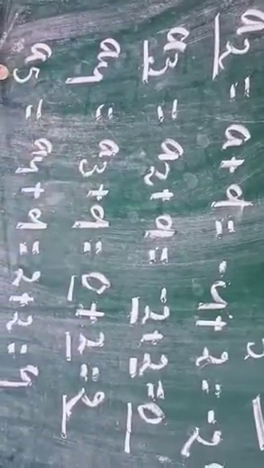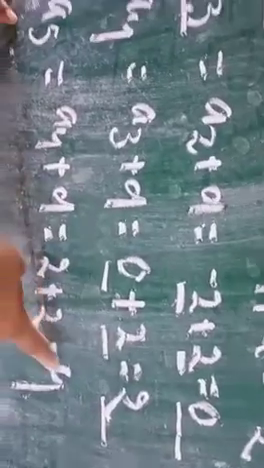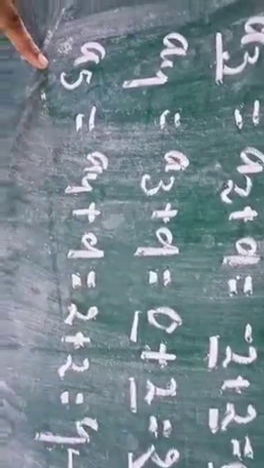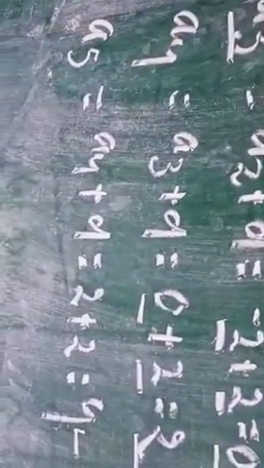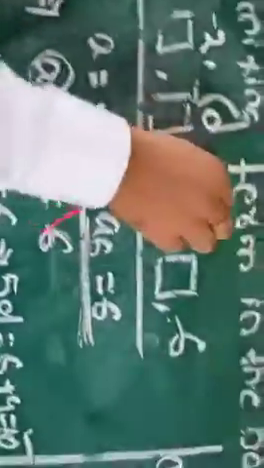Then A5. A5 is equal to A4 plus D. A4 is equal to 2. So 2 plus D is equal to 2, which is 4. So therefore the missing numbers are A2 is equal to minus 2, A3 is equal to 0, A4 is equal to 2, and A5 is equal to 4. Understood all of you? This is question number 4.